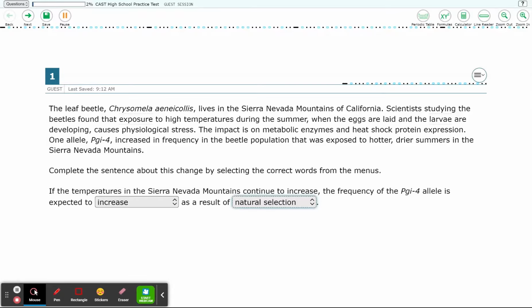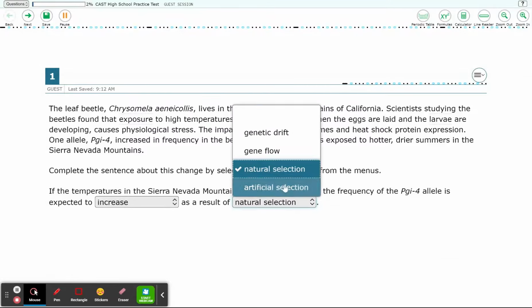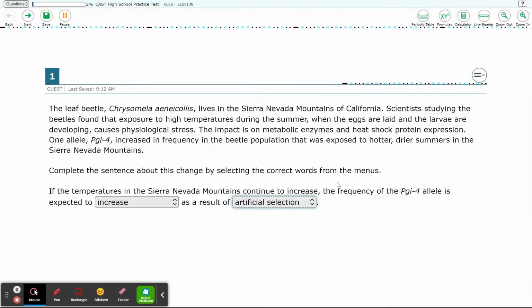Natural selection is the process through which populations of living organisms adapt and change. So presumably the reason that this allele is becoming more common is because the Chrysomela aeneicollis that have this PGI4 are better suited to survive in the hotter, drier climates, and therefore naturally it picks out the one that's more likely to survive. So that does seem like the correct answer. But before we select it, let's check all our answers, make sure this one isn't better.